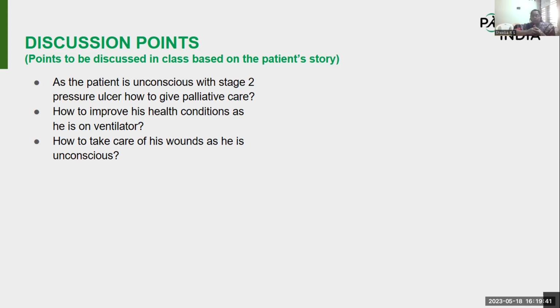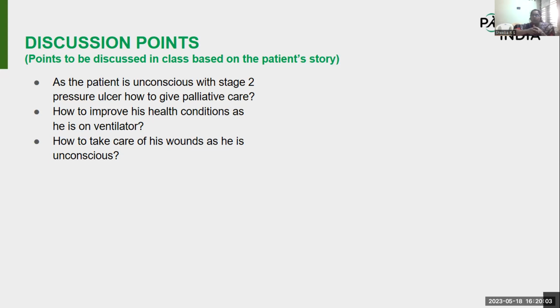Okay. So the third one is K. K is keep moving. Keep moving means every 2 to 3 hours we have to check that area. We have to change the position. And the fourth one is incontinence control.